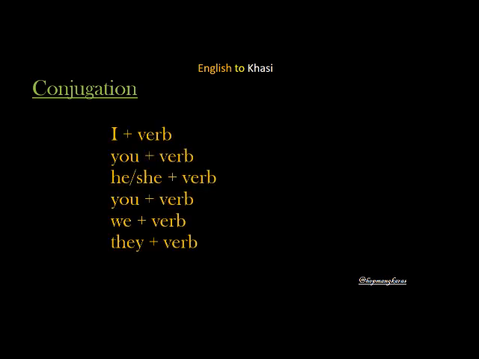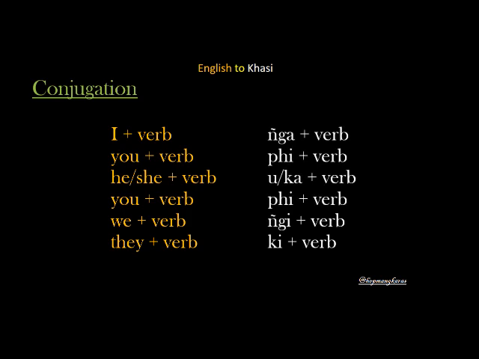Now when you're learning a new language, conjugation is very, very important. Now in a conjugation, you have the pronouns I, you, he, she, you, we, and they. In KHASI, it will be nga, with a nasal sound, pi, u, ka, pi, ngi, and ki. For the moment, we will omit the it. We will deal with it later.